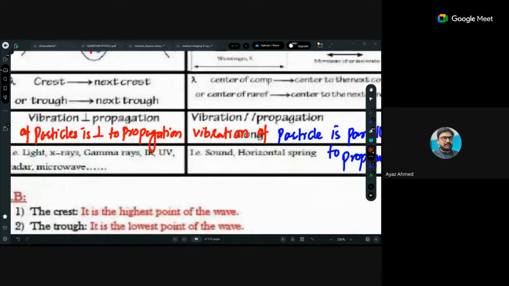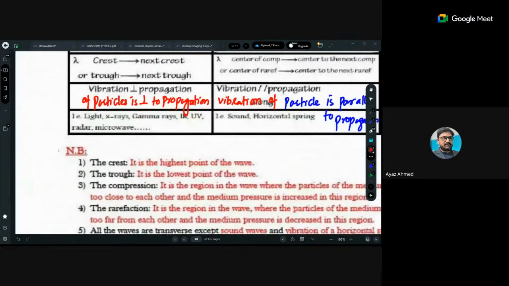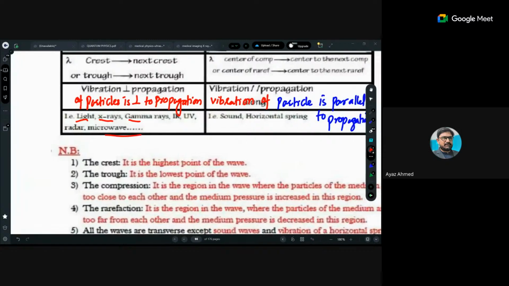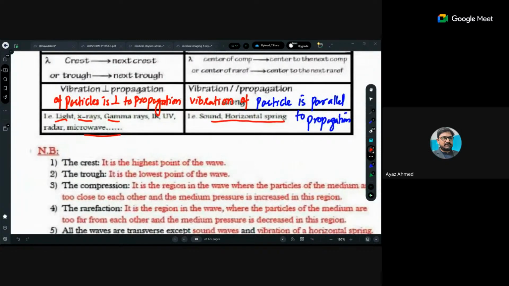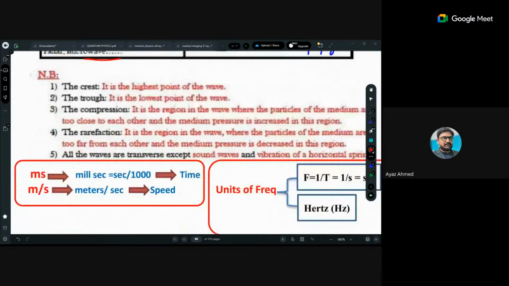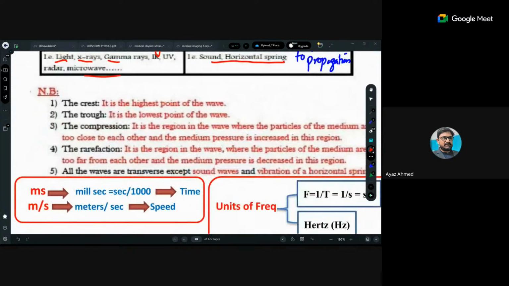So examples are all electromagnetic waves, light waves, X-rays, gamma rays, water waves. They all are transverse, and sound wave, horizontal spring wave, they are basically your longitudinal waves. ठीक है? उसके बाद आपके पास आ जाता है some important definitions are there.